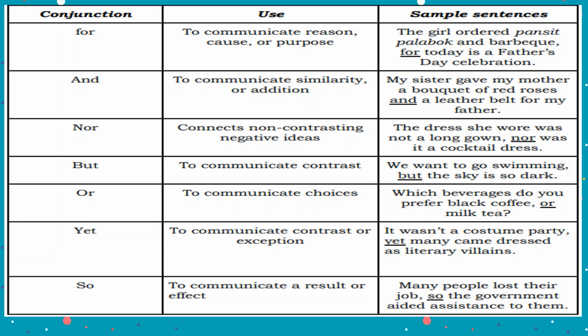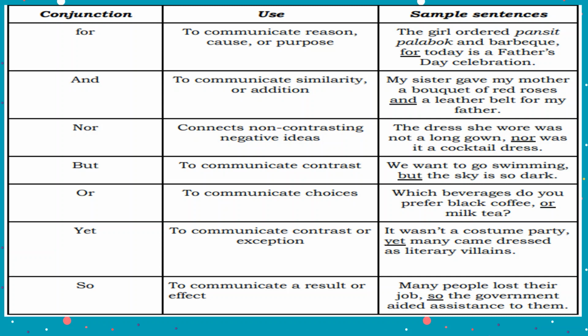These are the conjunction, its use, and some examples. For is used to communicate reason, cause, or purpose. Example, the girl ordered pancit palabok and barbecue for today is a Father's Day celebration. And is used to communicate similarity or addition. Example, my sister gave my mother a bouquet of red roses and a leather belt for my father.